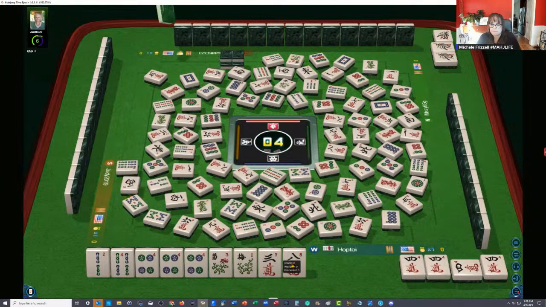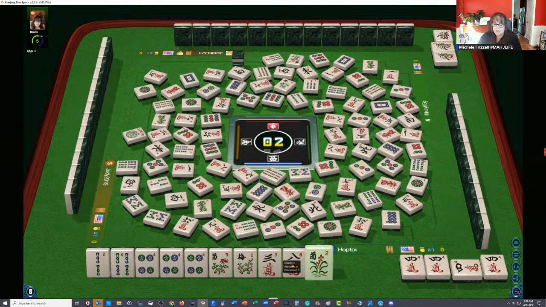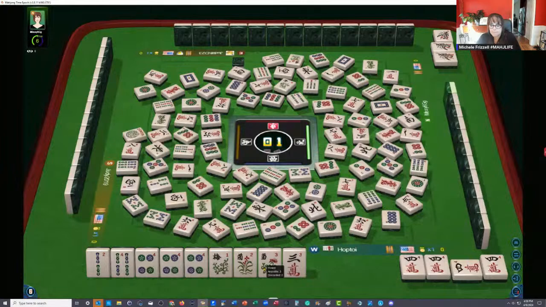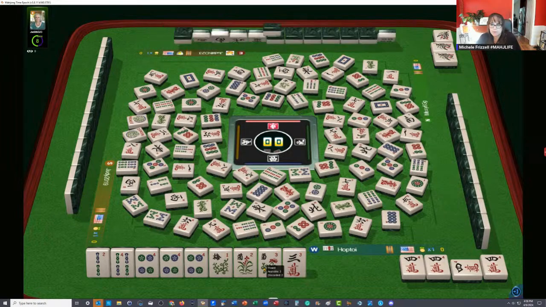West wind. That was a little bit risky too. 1 dot. Somebody's playing winds. Maybe winds concealed. Joker. A flower. 8 characters. This ended up pretty nice. Joker. We're 2 away, but they trickled in at the very end.